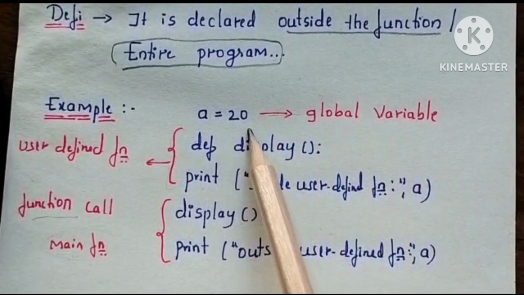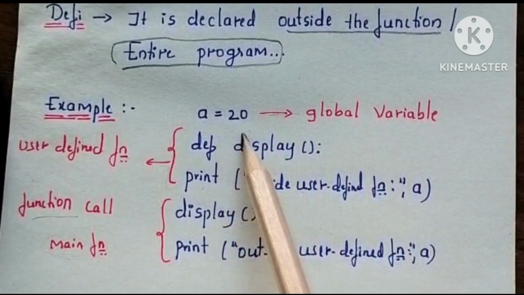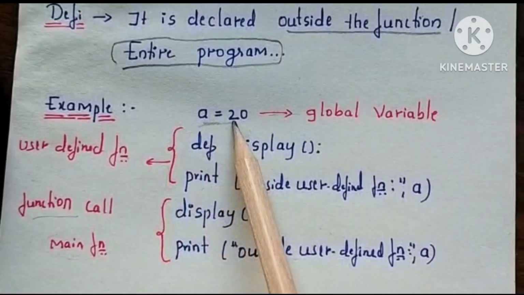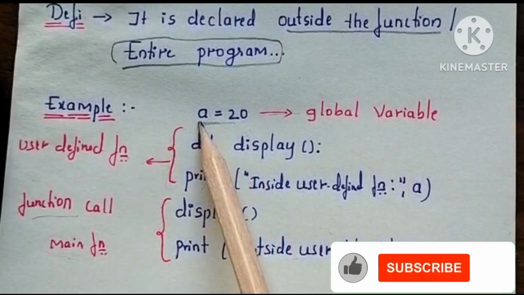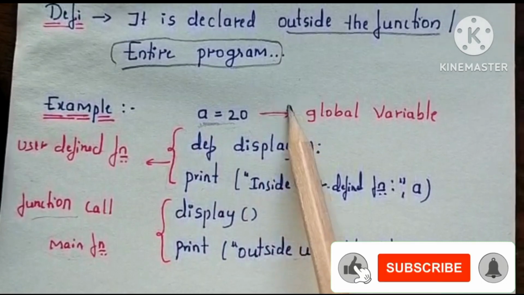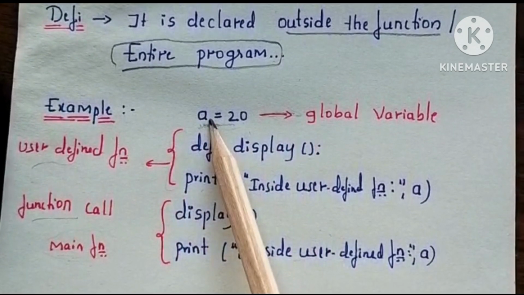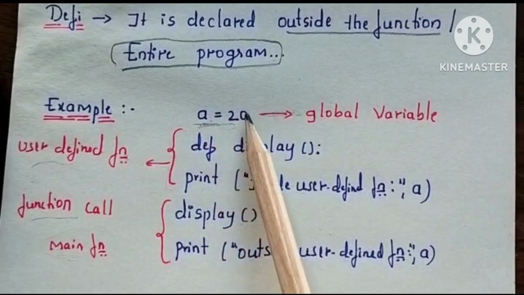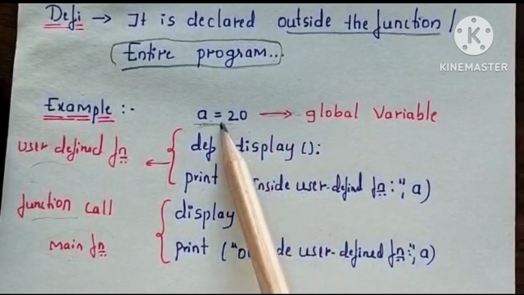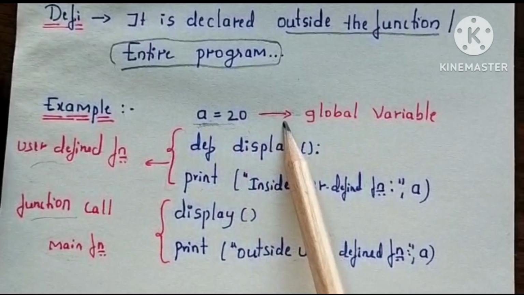Here, variables which are initialized above the user defined function are treated as global variables. So which are declared above the user defined function, that means a equal to 20, that is the global variable. So a equal to 20 is treated as a global variable.